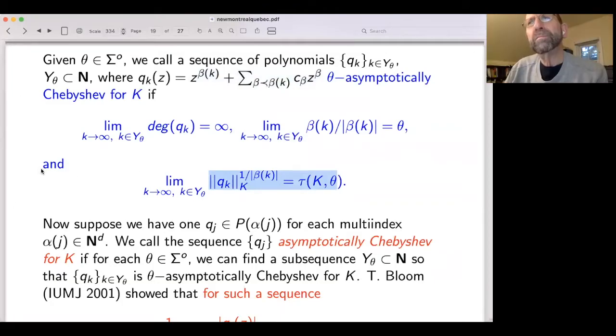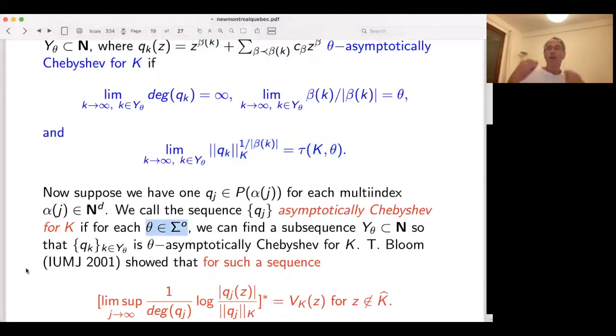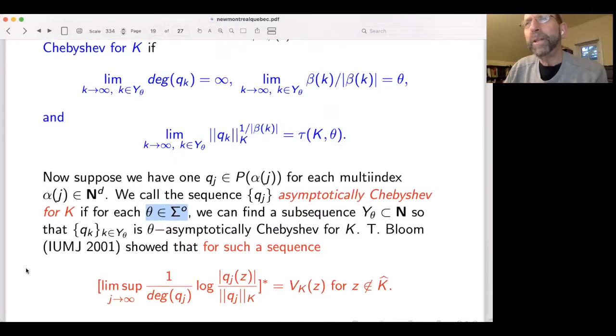And asymptotically Chebyshev for K simply means you have this sequence of polynomials such that for any point in the interior of the simplex, you can find a subsequence that's asymptotically Chebyshev for that theta. So you can recover all these directional Chebyshev constants. Okay, that'll require some studying.